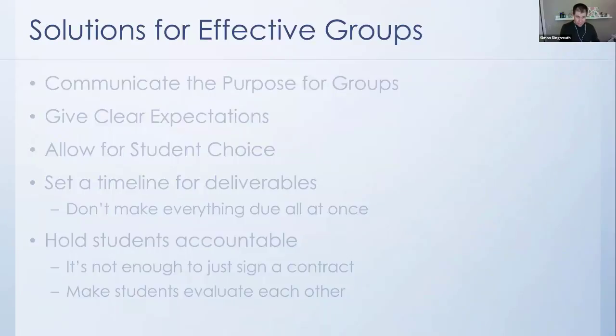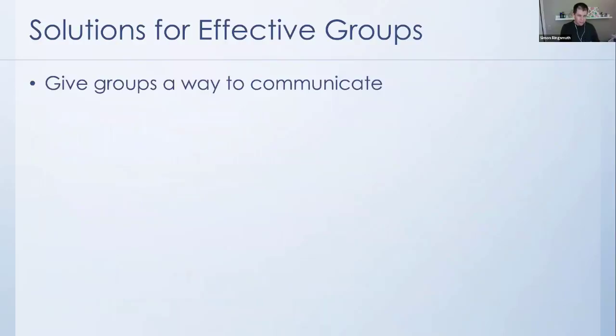A couple other things. Give students a way to communicate. Don't just tell your students you've got to work in groups and let them have free rein. Make sure they have a way to communicate, and communicate. I could say every one of these is the most important thing. They're all the most important thing. Don't just assume your students know how to communicate with each other. Give them a way to communicate.